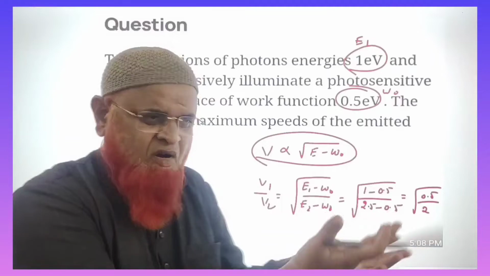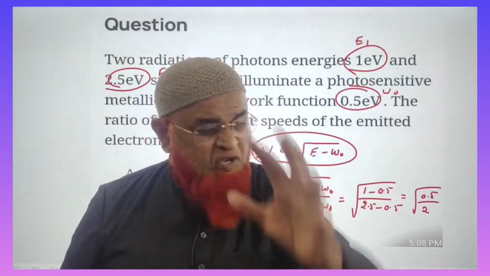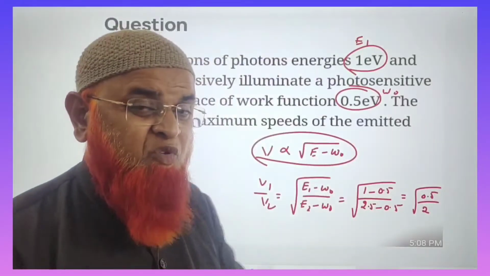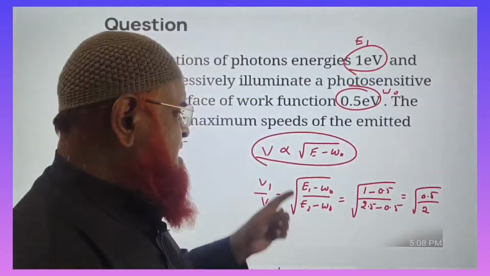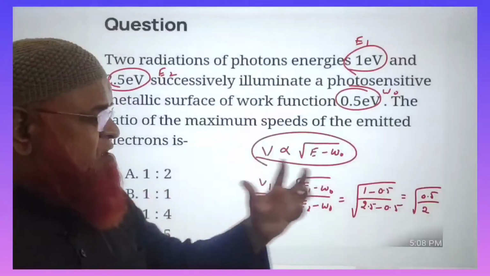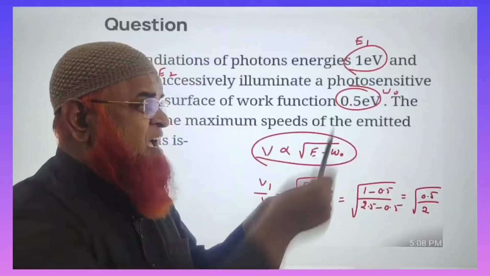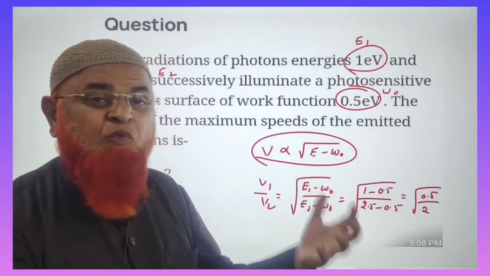Friends, see the lengthy methods given in the books. This is not at all necessary. I have a shortcut for you. We can solve the problem without pen and paper also. What is that? You just remember one thing, that the speed of electrons in the photoelectric effect is directly proportional to square root of the energy of the incident light minus the work function.